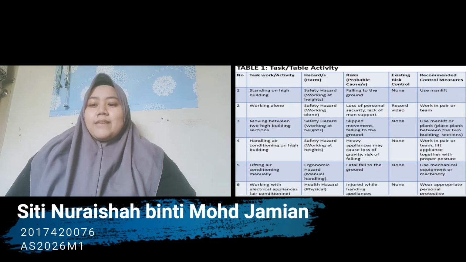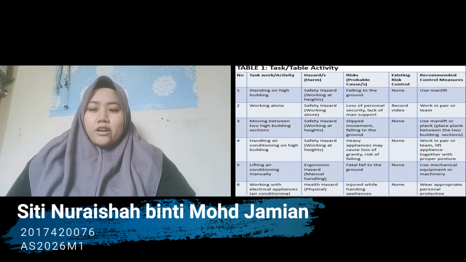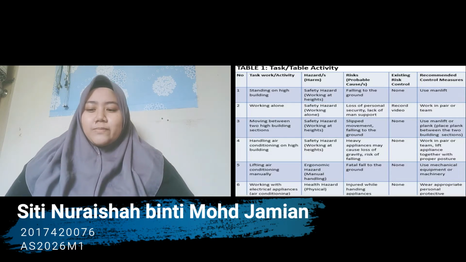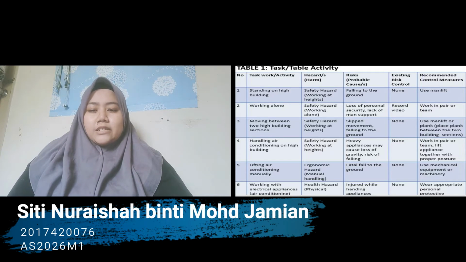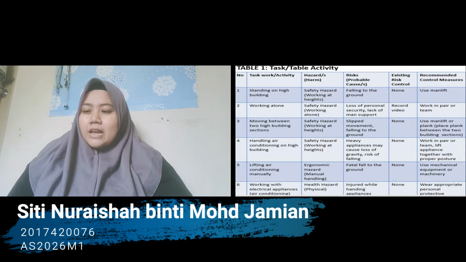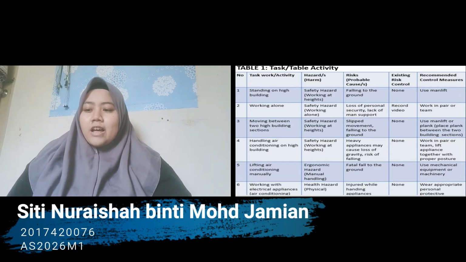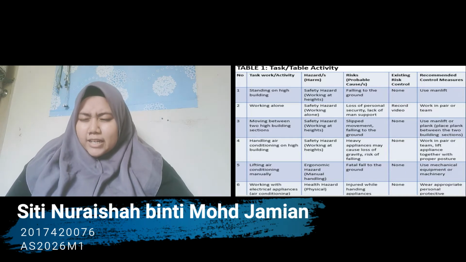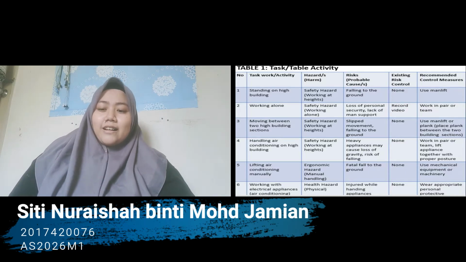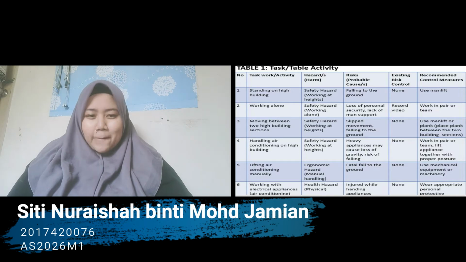From the video, it can be seen that Worker A is moving a heavy aircon between two building sections without any scaffolding. This could lead to slip movement and risk of falling to the ground. To overcome this, Worker A should use a man lift to move between two buildings so that the risk of falling can be eliminated. Next, Worker A is lifting the aircon alone and manually. Lifting heavy appliances alone could cause loss of balance and he can fall to the ground. Worker A should work in pairs to lift appliances together or lift the appliances using machinery.